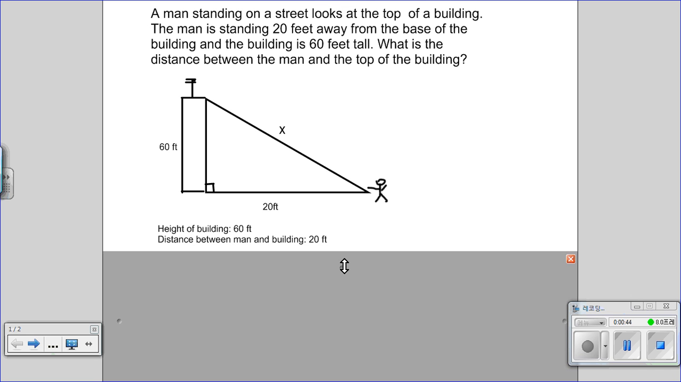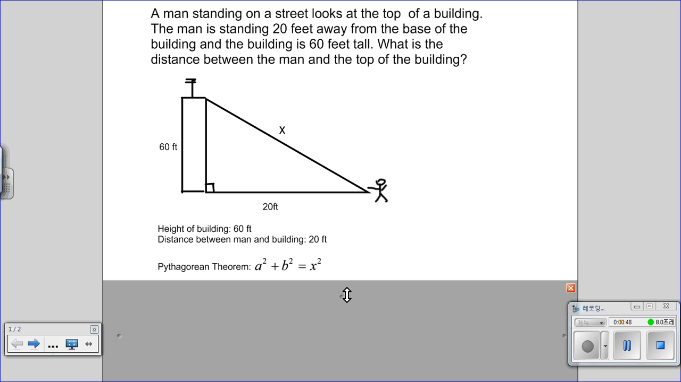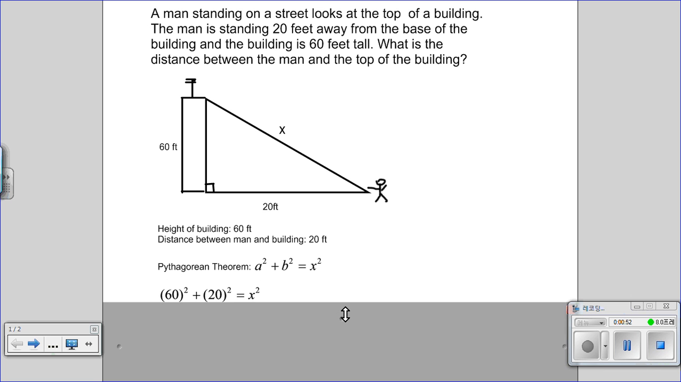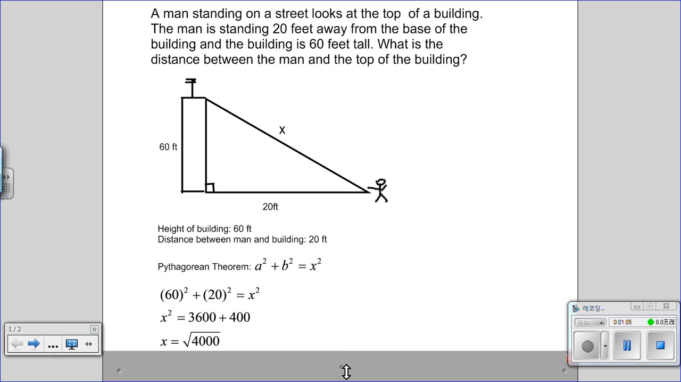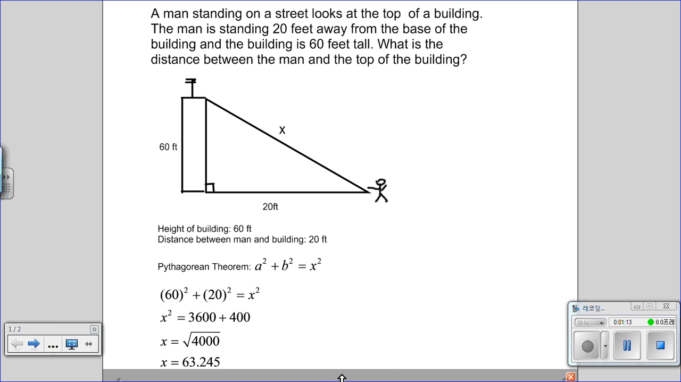The height of the building is 60 feet, the distance between the man and the building is 20 feet, and the Pythagorean theorem is a squared plus b squared equals x squared. So we input these values, we get 60 squared plus 20 squared equals x squared. When we simplify this, we get x squared equals 3,600 plus 400. Simplifying further, we get x equals the square root of 4,000. And when we input this into the calculator, we get x equals 63.245.